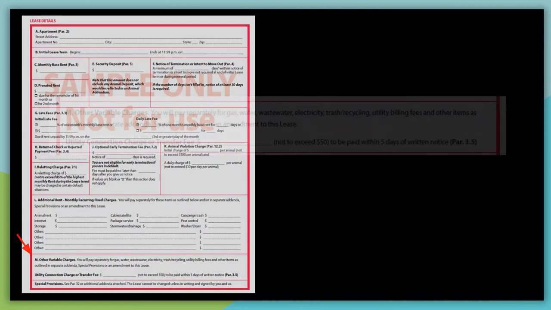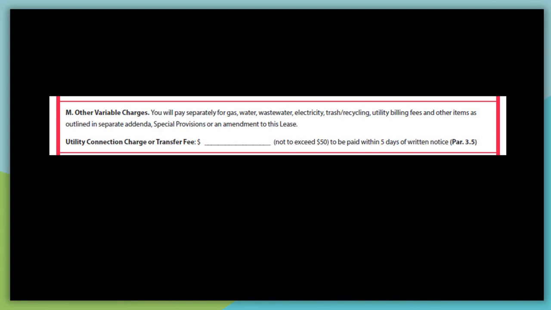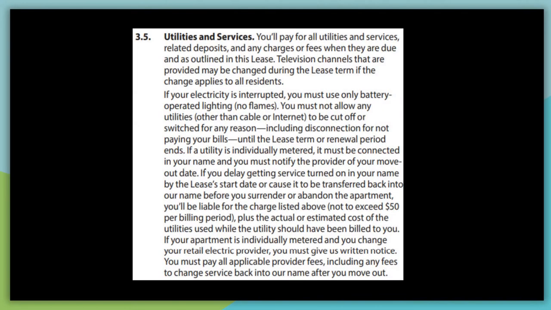Section M lets you know that any separate utility bills you are responsible for will be outlined in an addenda, amendment, or in the special provisions section in the lease. If you have to pay to have utilities connected or transferred into your name, that charge will be listed here. In paragraph 3.5, you'll find guidelines and rules to follow regarding utilities, along with potential additional fees.